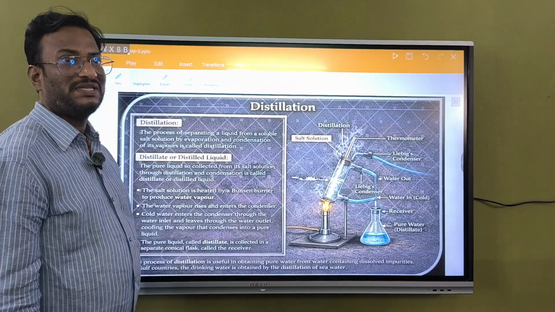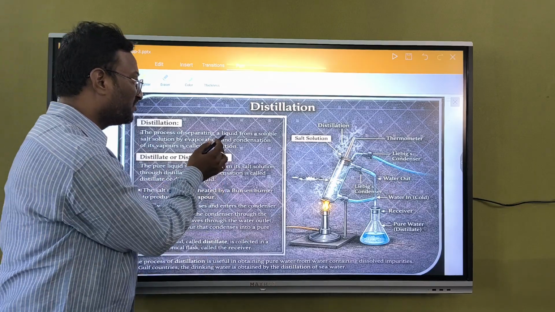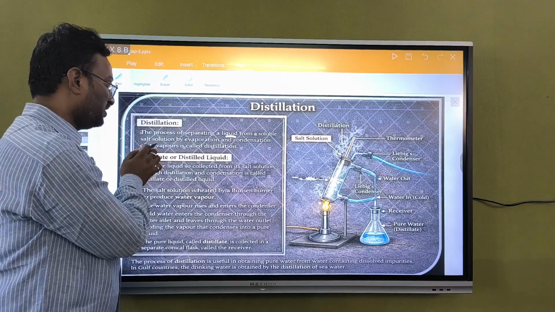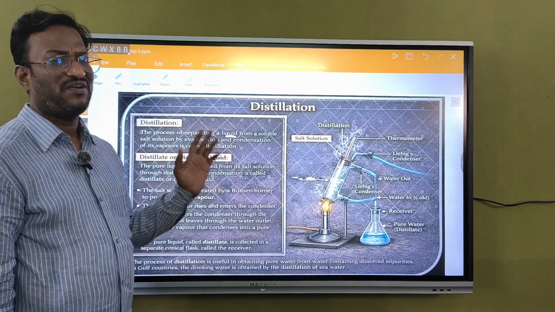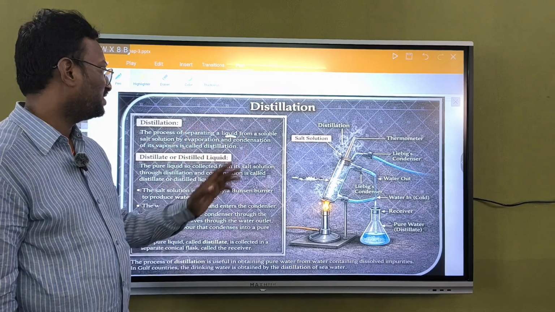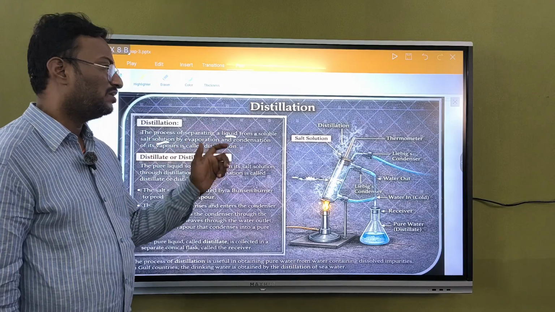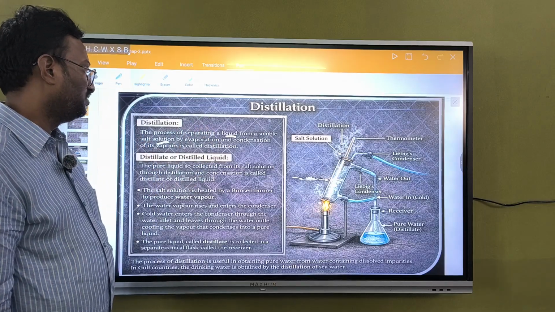Distillation is one of the methods to separate. What is distillation? The process of separating a liquid from a soluble salt solution by evaporation and condensation of its vapors is called distillation. We are going to separate liquid and salt solution.